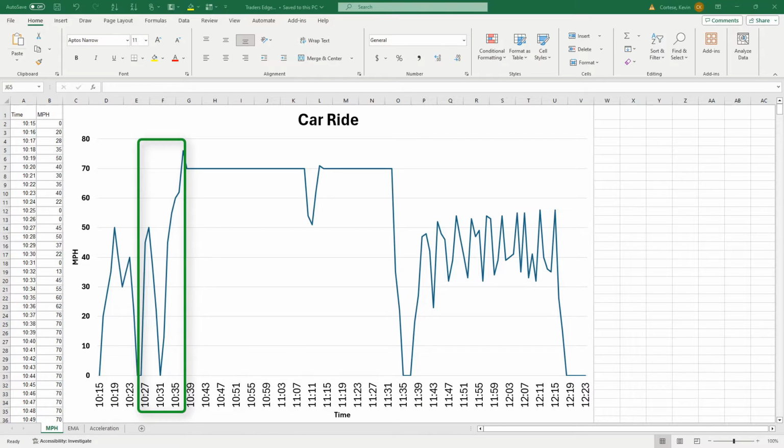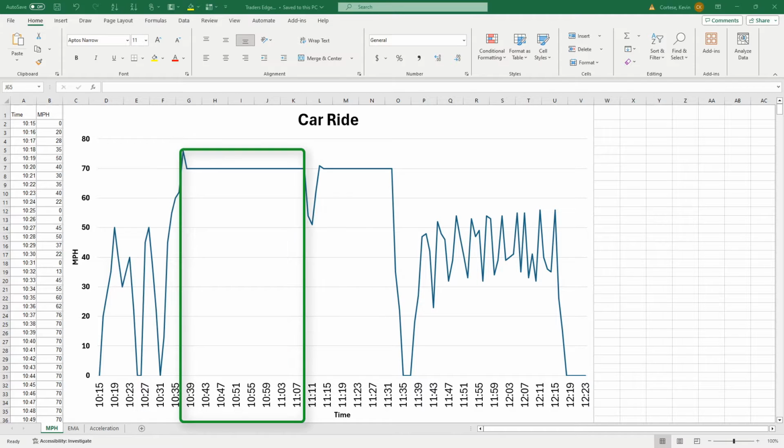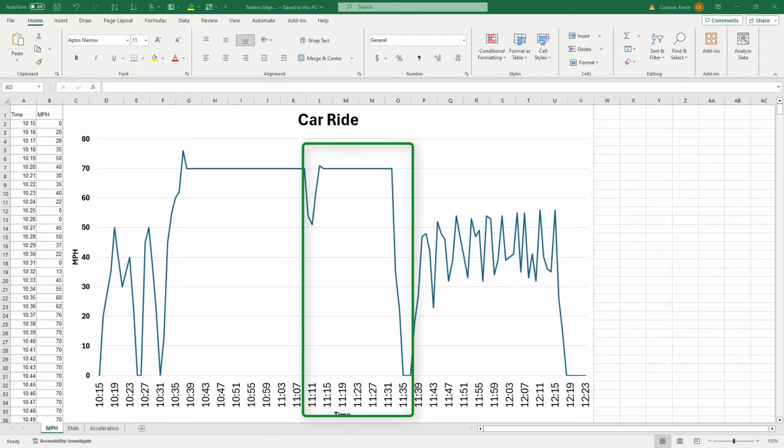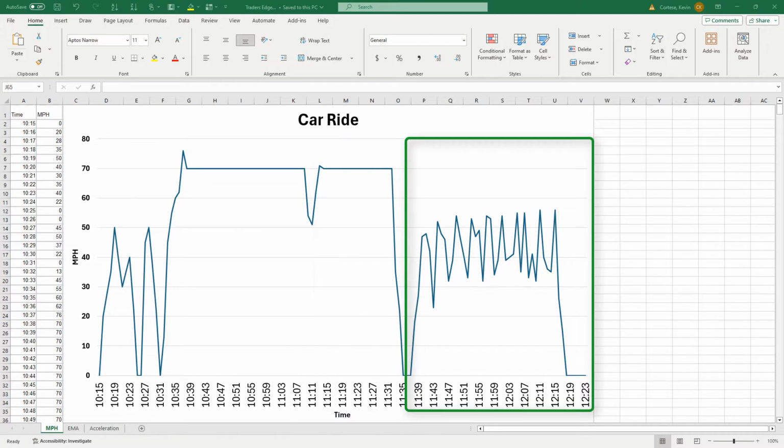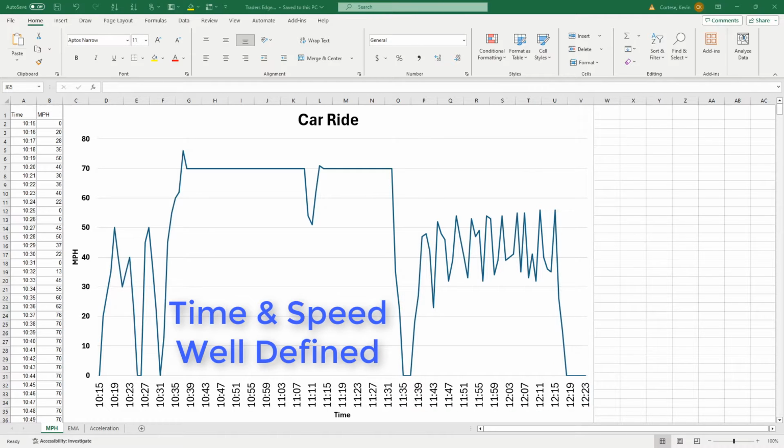We do more city driving until we get on the highway, hit a max speed of 75 miles per hour, slow down to 70, and then we set our cruise control for the next 30 minutes. Something causes us to temporarily slow down, get back up to 70, and then we set our cruise control again until we exit the freeway. Sit at a red light for a couple minutes, more city streets, and then we finally park the car. At every point in time, we know exactly how fast we're going.